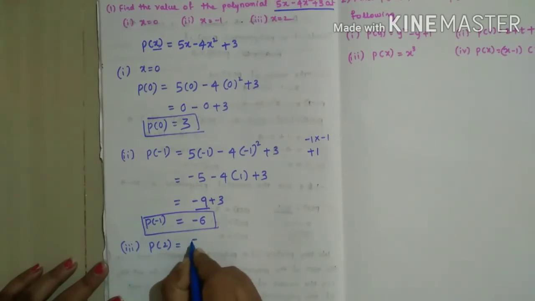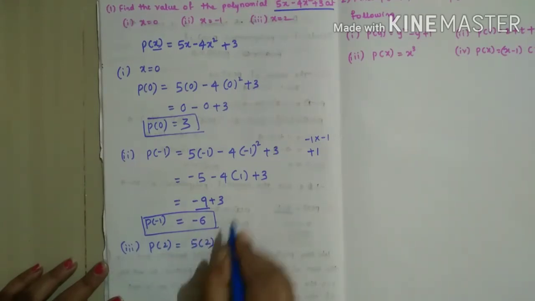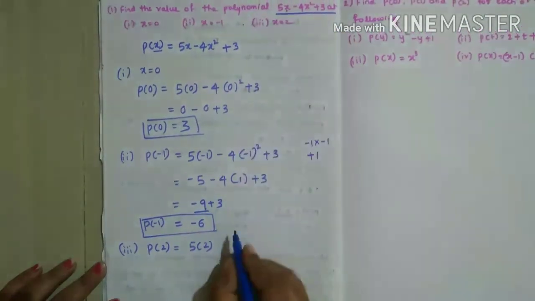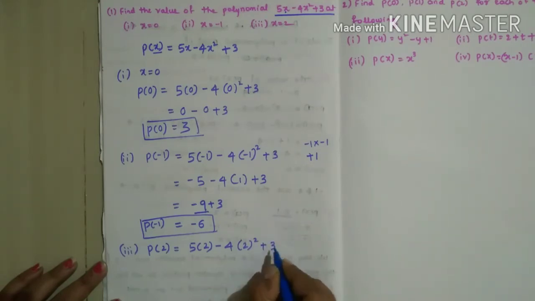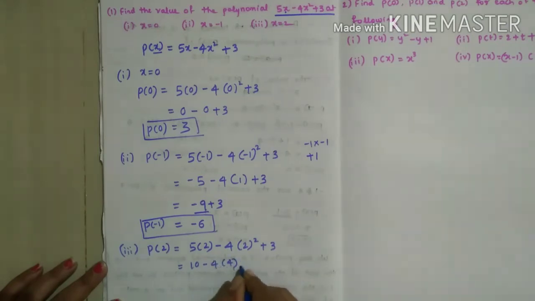In place of x we have to replace 2. 5 into 2, in place of x, 2 I am replacing, minus 4 into 2 square plus 3. Now 5 2s are 10 minus 4 into 4 plus 3, now it will become 10 minus 4 4s are 16 plus 3.